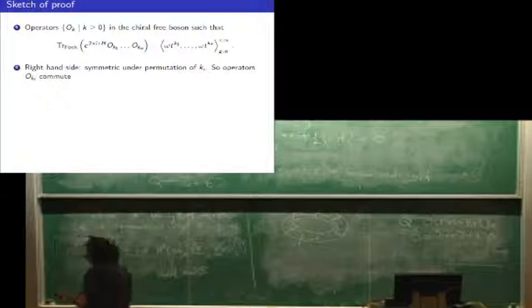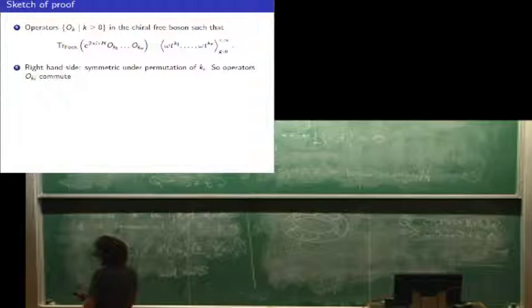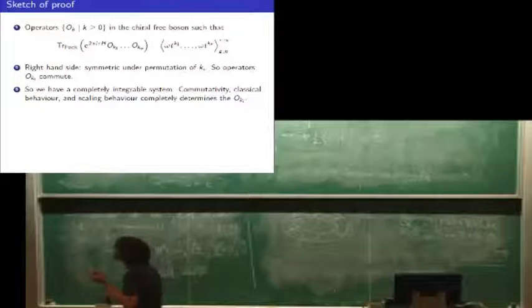Now, let's look at the right-hand side of this equation. It's obviously symmetric under permutation of the k_i's. Well, with these operators, it's not obviously symmetric. We deduce from this that these operators must commute. So now we have this infinite family of commuting operators in the free boson. So it's a completely integrable system.